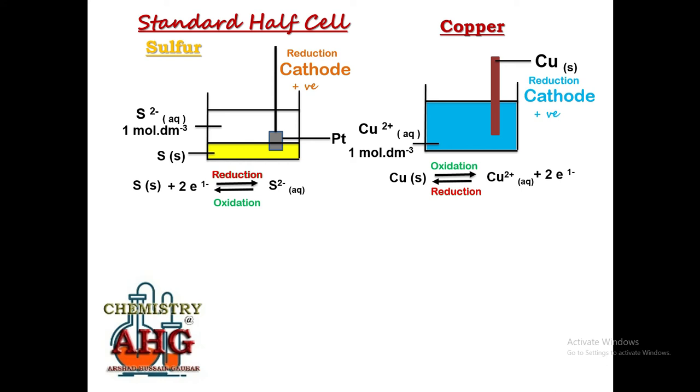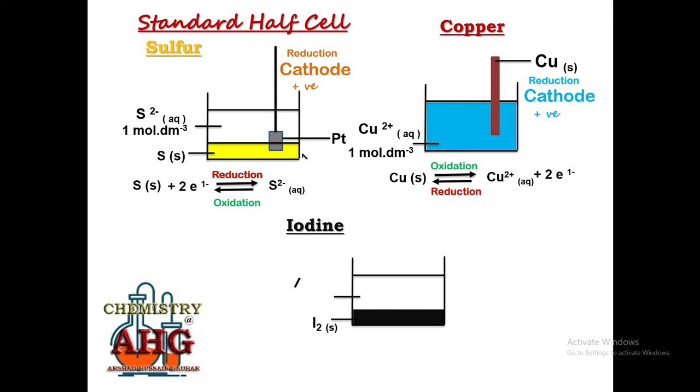Likewise, I am giving you one more example that you can attempt yourself. It is for the standard half cell of iodine. Again remember, iodine is a non-metal and it is a shiny black solid. Okay, if you have done that, you can see we will take iodine, 1 mole of iodine, and immerse it in a solution of 1 mole per dm cube iodide. You can use potassium iodide or sodium iodide, but it must have a concentration of 1 mole per dm cube.